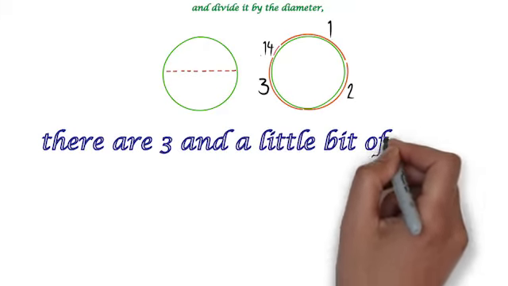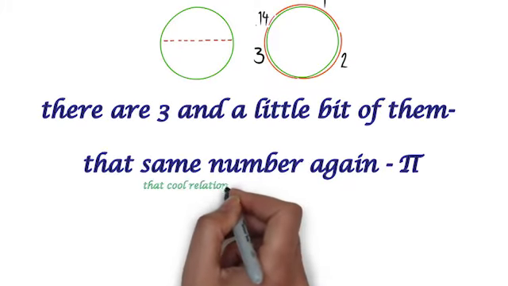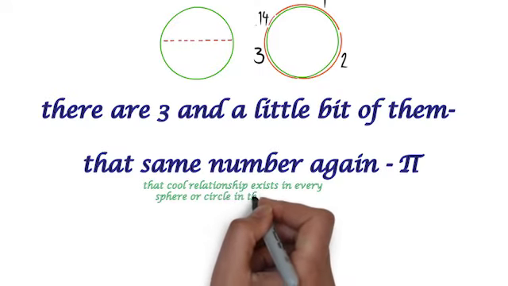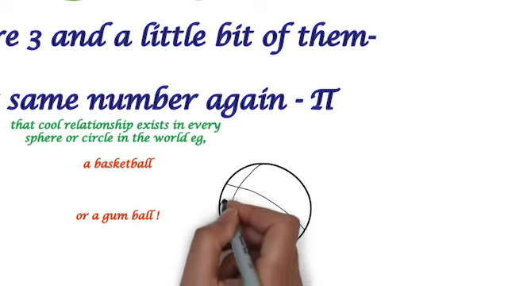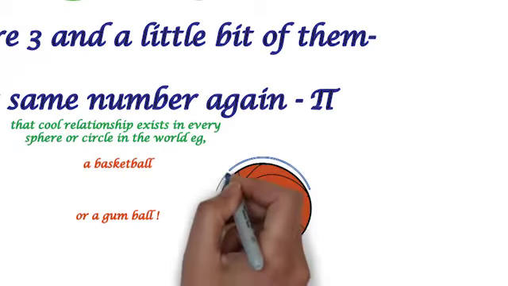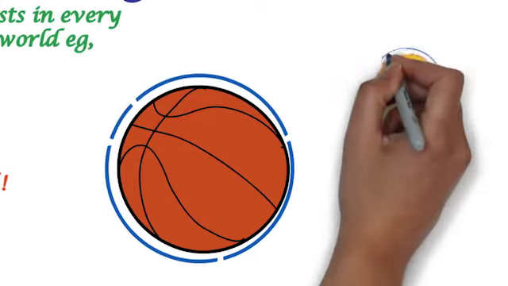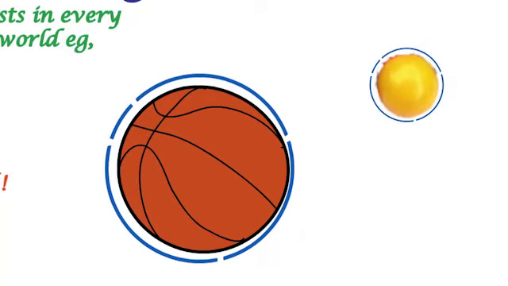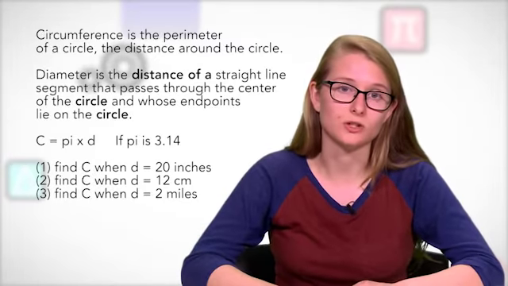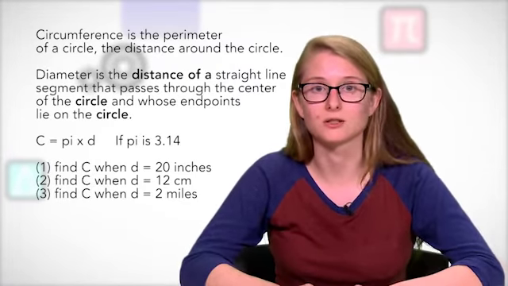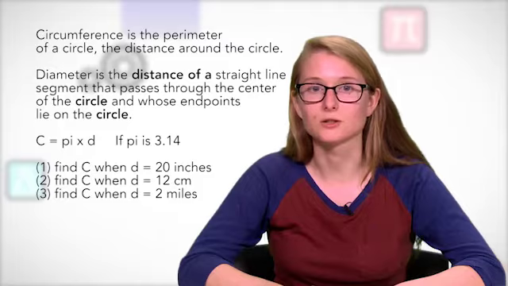So there are 3 and a little bit of them, and that same number again is pi. So that cool relationship exists in every sphere or circle in the world, whether it's a basketball or even just a little gumball. Every time, the diameter wraps around the circle 3.14 times. Students are asked to do problems like that not to practice division or multiplication or substituting d into an equation, but to see a general idea. The radius and circumference of circles are always linked to one number called pi.